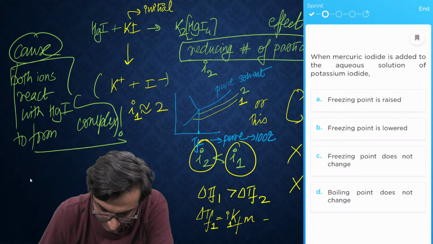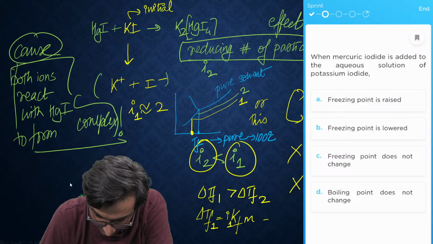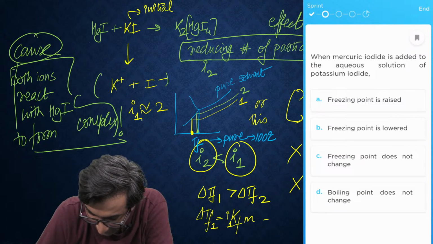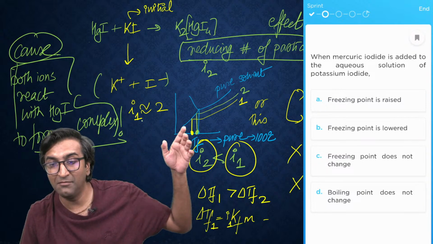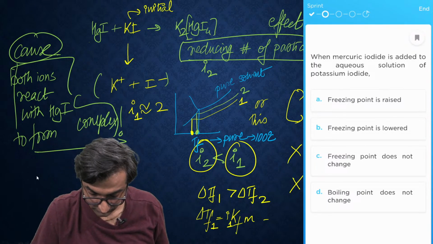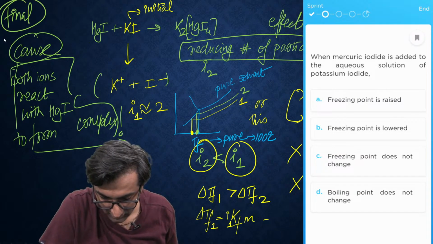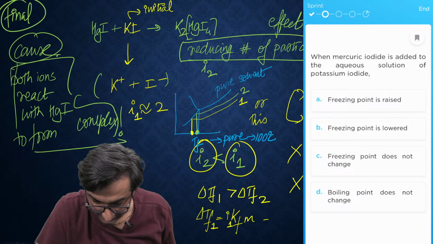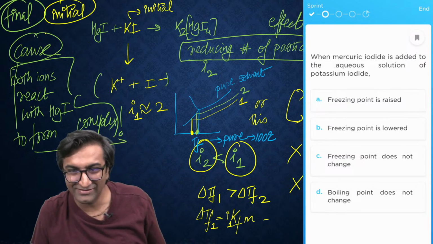Cool? Now look, here the yellow line came at the back, the green line came somewhere in the middle, which means that now the freezing point has raised. Green is basically final and this is initial. Interesting question.